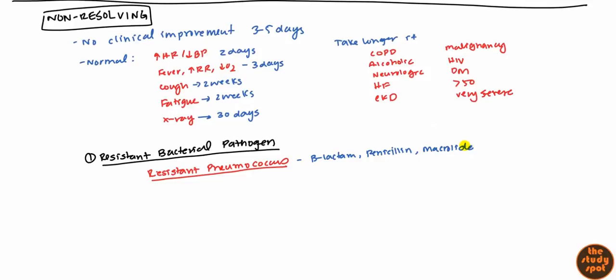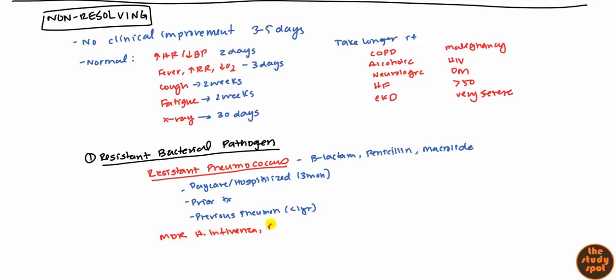Now, some things in history that might make you think that you're dealing with a resistant strain is if patients are associated with daycare or hospitalization within the last few months. Also, if they received prior treatment, then that might mean that the only thing that's left over is the resistant strains, and if they had a previous pneumonia within 1 year. So these patients tend to have more resistant strains, so keep that in mind. Also, besides pneumococcus, there is multi-drug resistant influenza, Pseudomonas aeruginosa, and even MRSA. And to be called multi-drug resistant, you have to be resistant to 3 antibiotics. So this is becoming more common.